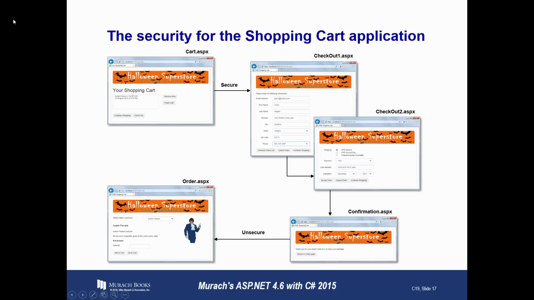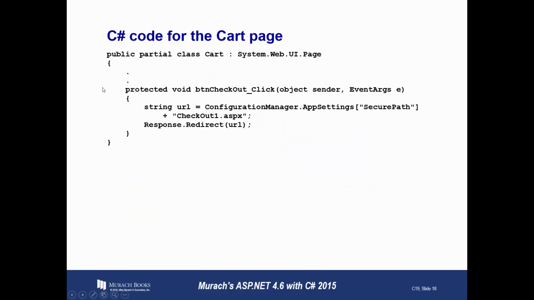So when the user clicks the checkout button from the cart page, the browser is redirected to the first checkout page, which will use a secure connection. When the user clicks the Continue Checkout button on the first checkout page, the browser is redirected to the second checkout page, and it remains with a secure or HTTPS connection. When the user clicks the Accept Order button, they're redirected to the confirmation page, which again still includes the HTTPS secure connection. Finally, when the user clicks the Return to Order button from the confirmation page, they go back to the order page and an unsecure connection.